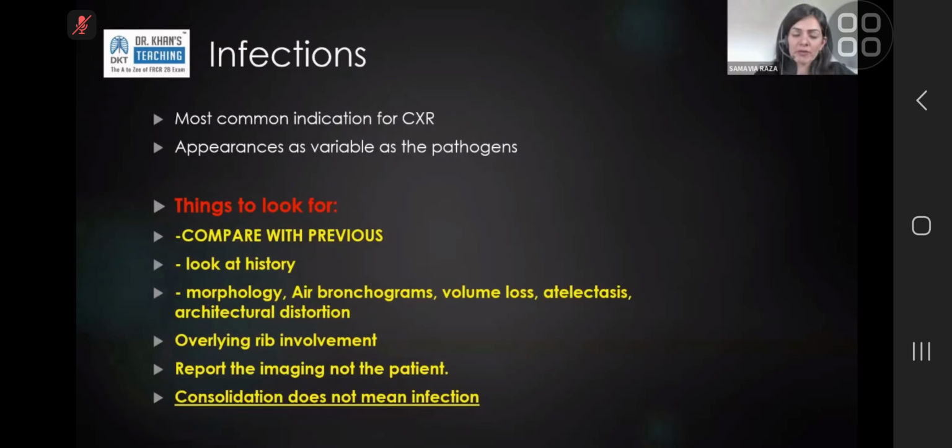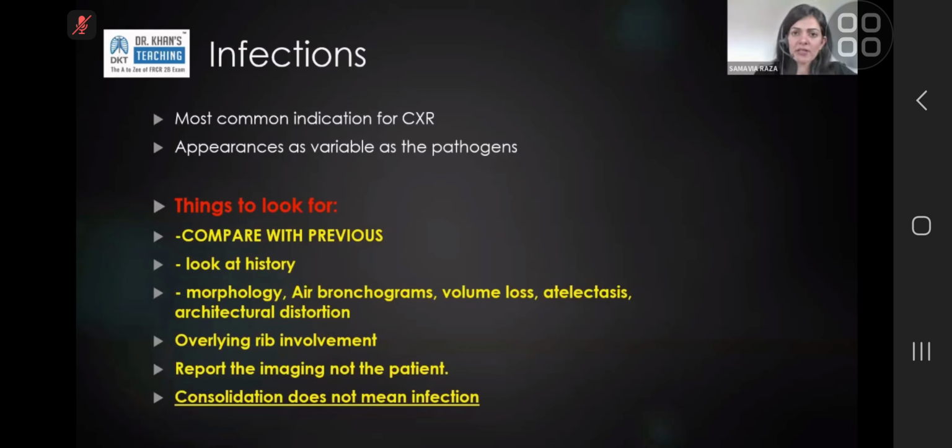After you've looked for air bronchograms, you want to look for volume loss. So is there collapse associated with the consolidation? Is the collapse old? Is it new? Is the collapse causing anything, as in, is it causing shift of structures around it? And you also want to describe architectural distortion.